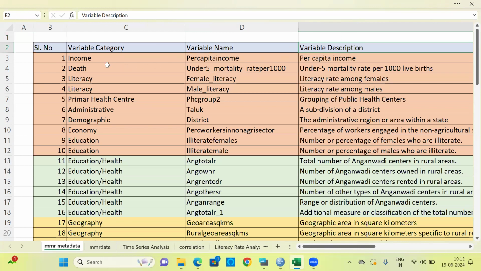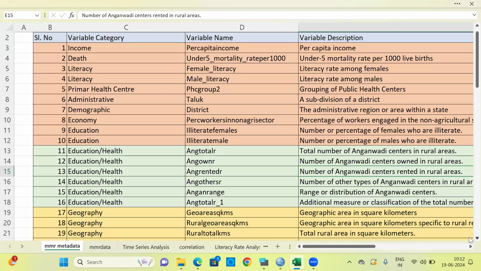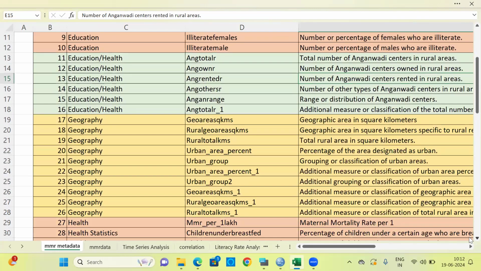You can see at a very high level, we have information about income, death, literacy, primary health center, administrative division, demographic, economic, and education details. Let's now focus on some of the education or health related variables. As you can see, we have got information on total number of Anganwadi centers in rural areas, number of Anganwadi centers owned in rural areas, number of Anganwadi centers rented in rural areas. So this is good and solid data that we have to carry out data analysis.